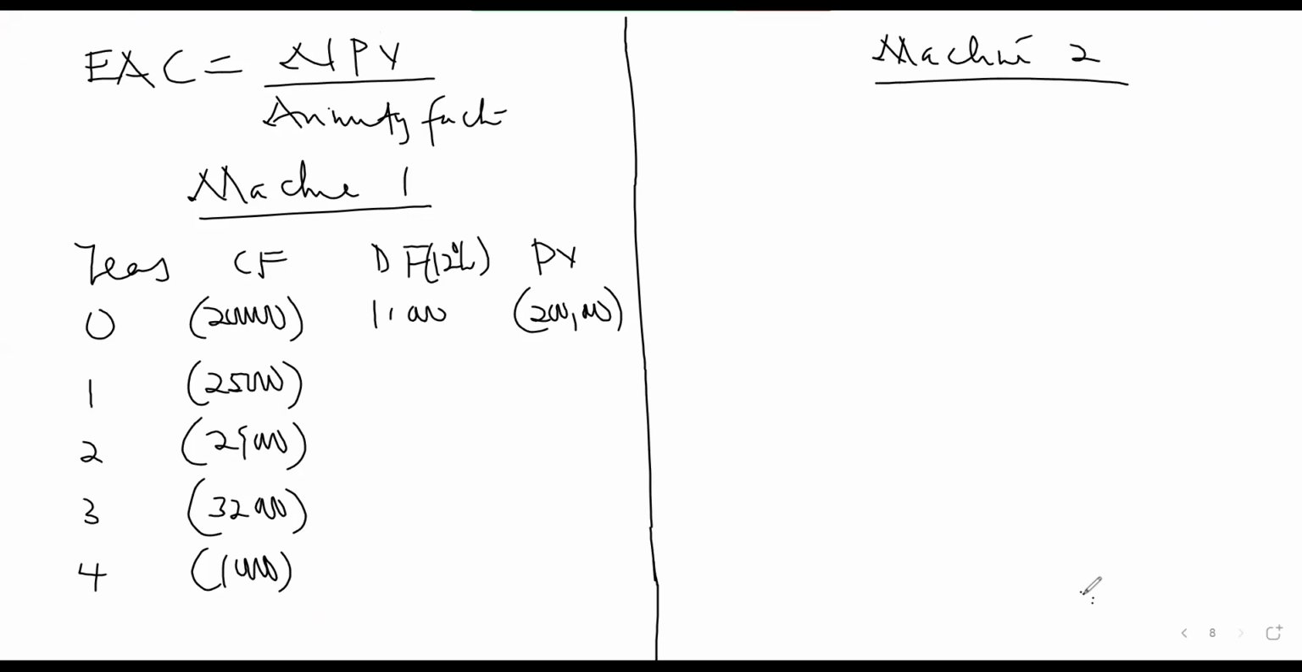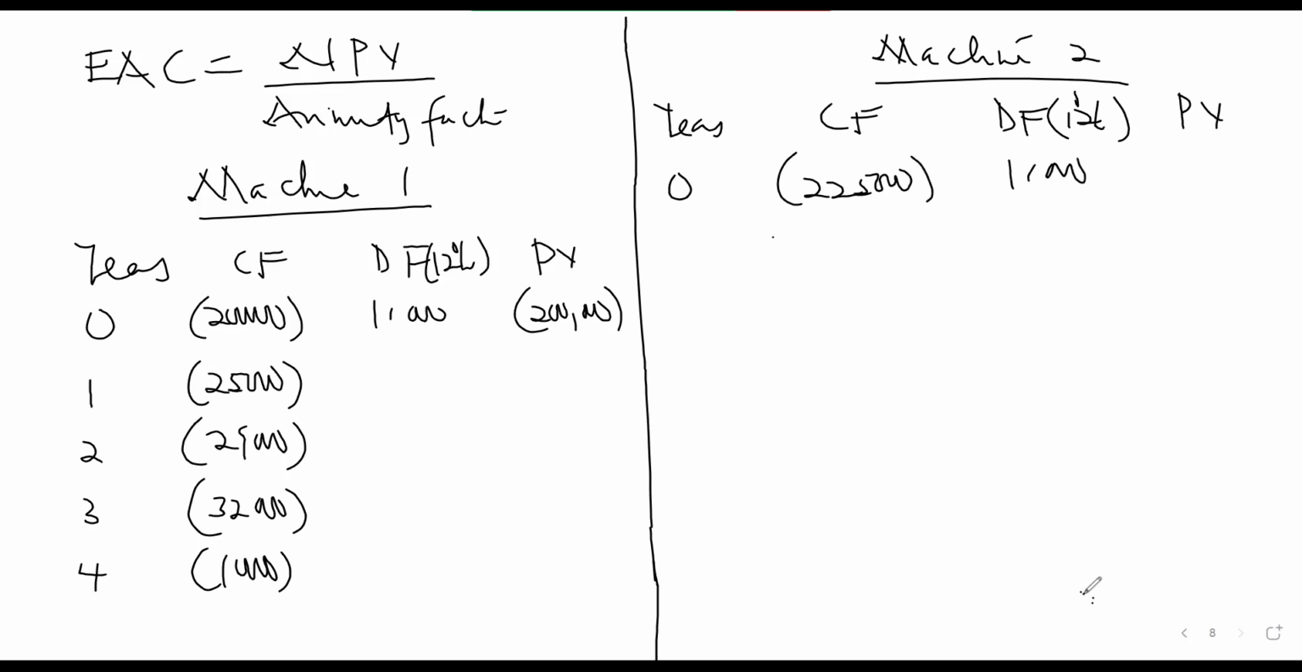Now let's come to machine 2. Machine 2 is what? You have year 0. How much are we buying it? 225,000. So let me put the years here, the cash flow, the discount factor, which will be 12%, then we have the present value. So year 0 will be 225,000, with a factor of 1.00.